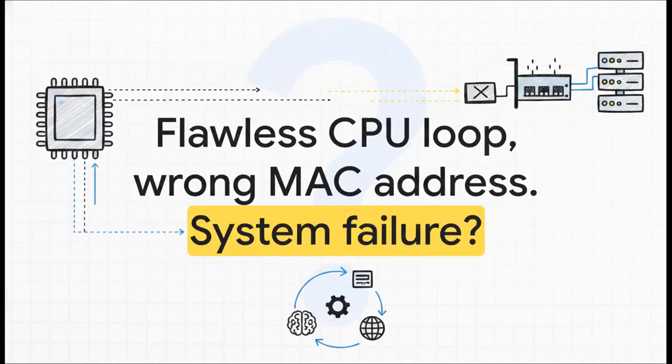To wrap up this explainer, I want to leave you with a bit of a provocative thought. If your CPU executes a flawless logic loop, but the network hardware broadcasts the result to the wrong MAC address, where did your system actually fail? It's all connected, right? Understanding this deep system interdependency is the true key to mastering computer science.